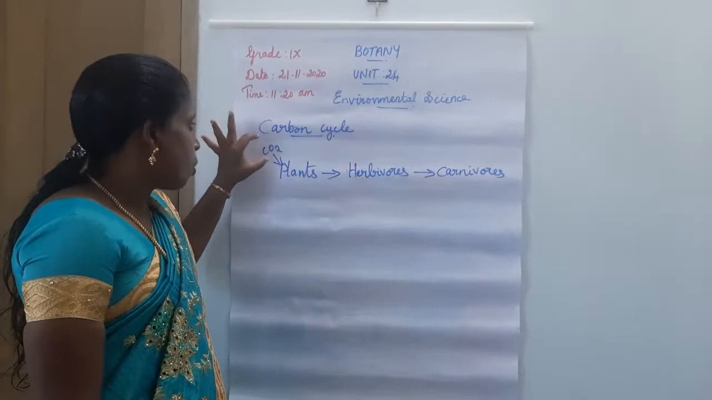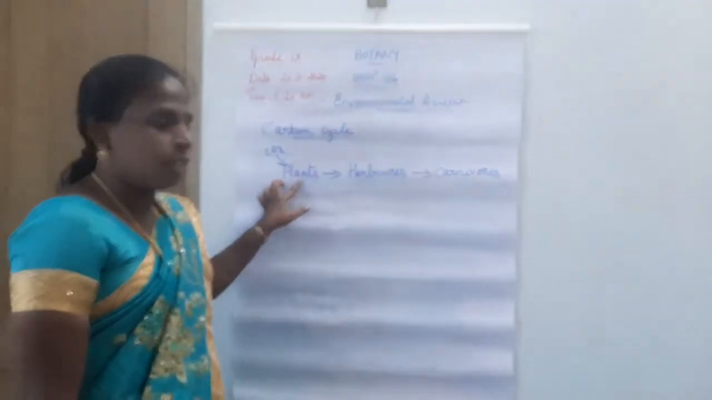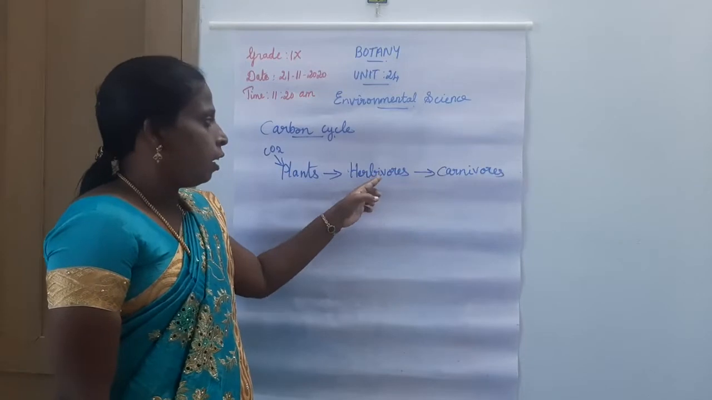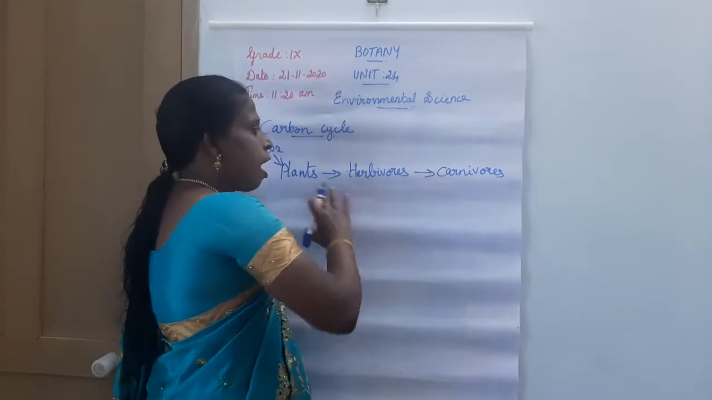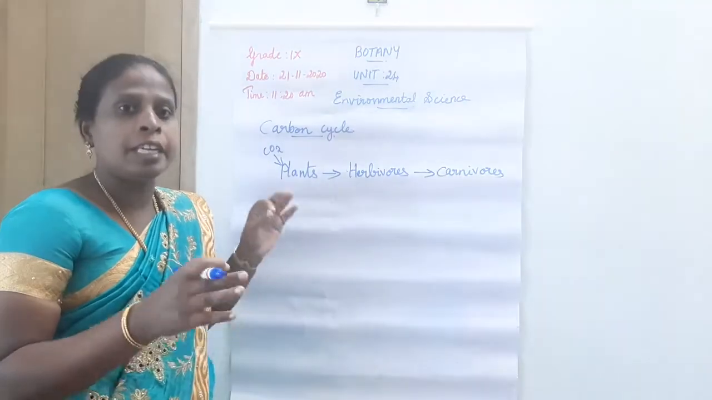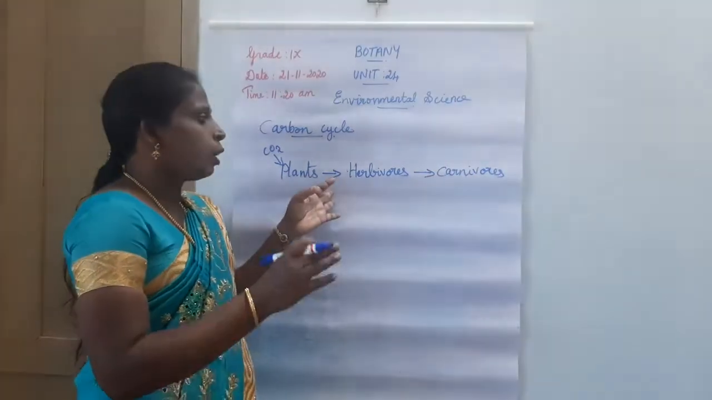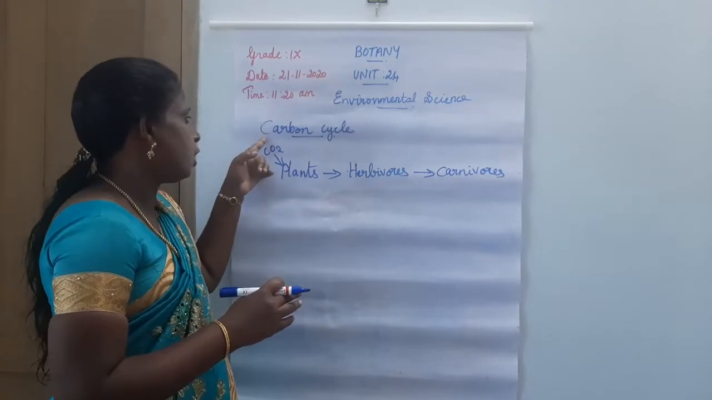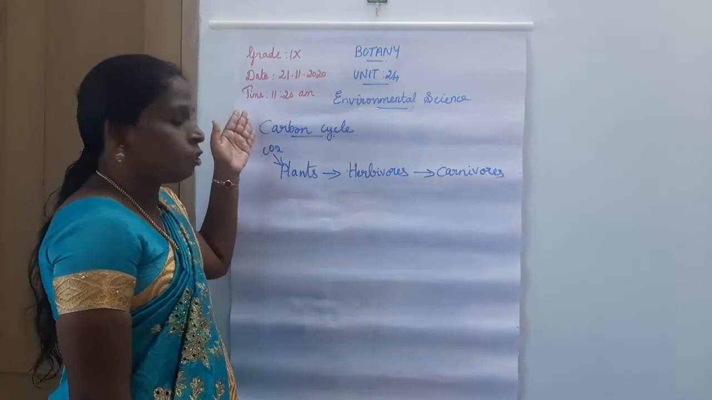Have you understood? The atmospheric carbon dioxide is absorbed by the plants during photosynthesis. The carbon is transferred to the next trophic level, the herbivores, and then to the carnivores. After the death of the animals as well as the plants, they are decomposed by decomposers such as bacteria and fungi. During decomposition, carbon dioxide gas is evolved and again released to the atmosphere.